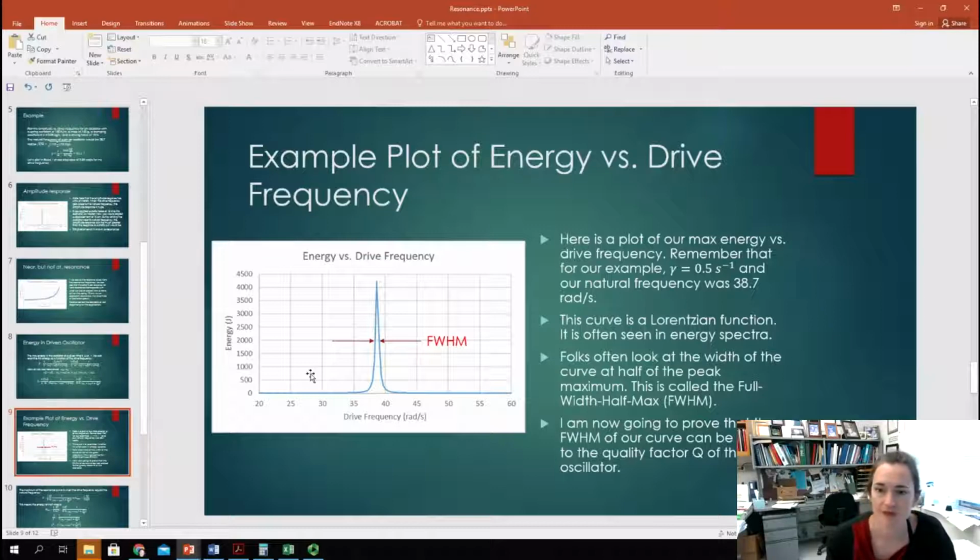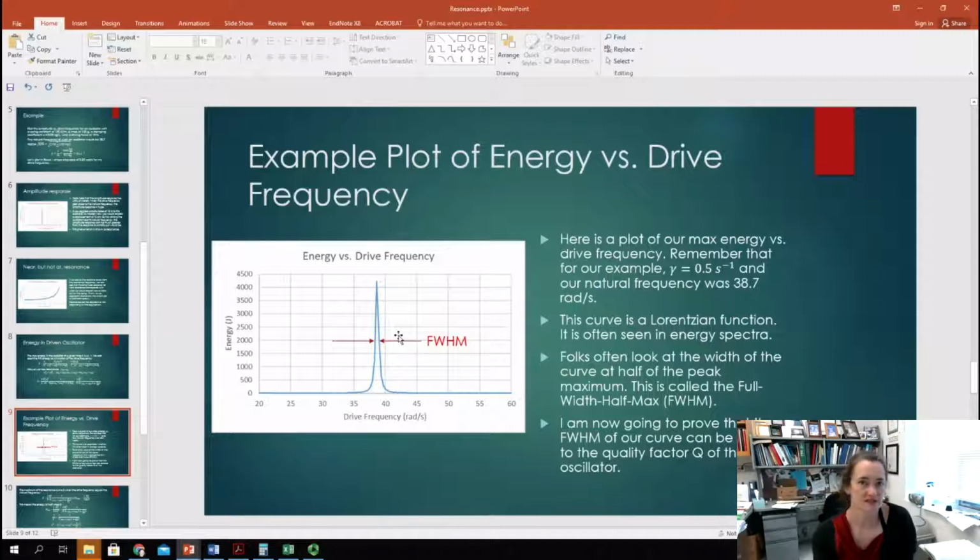Now, the curve that you see here has a very characteristic shape that we talk about a lot in physics, and it's called a Lorentzian function. So this is a Lorentzian curve. This curve is typical for energy spectra. So if you are a spectroscopist, if you're an astronomer and you look at spectra, you might run into this shape.